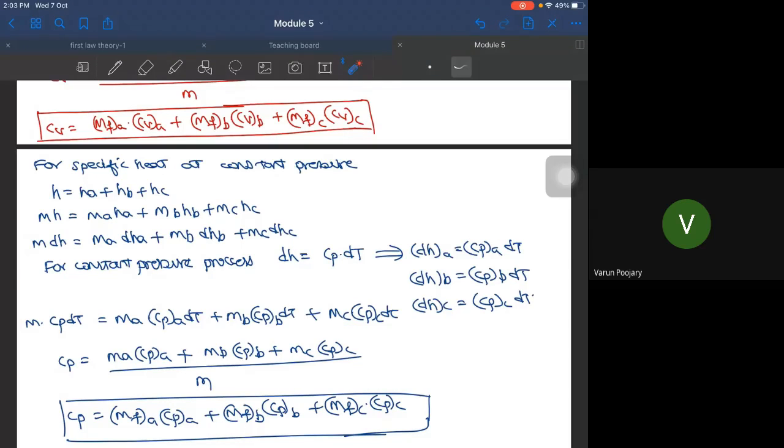Any difficulty in this derivation? In all the four derivations which we have solved? Any difficulty in these? No, sir. Understood?